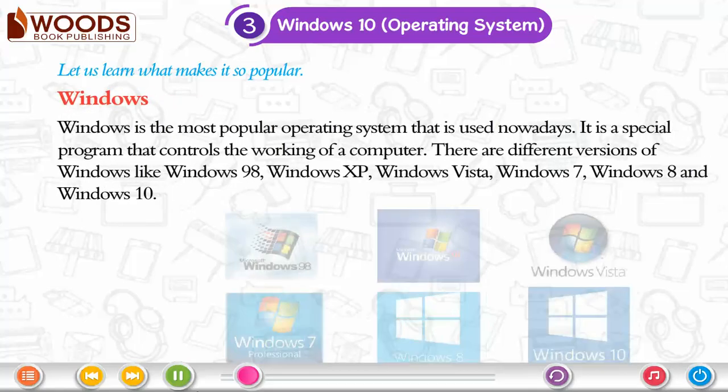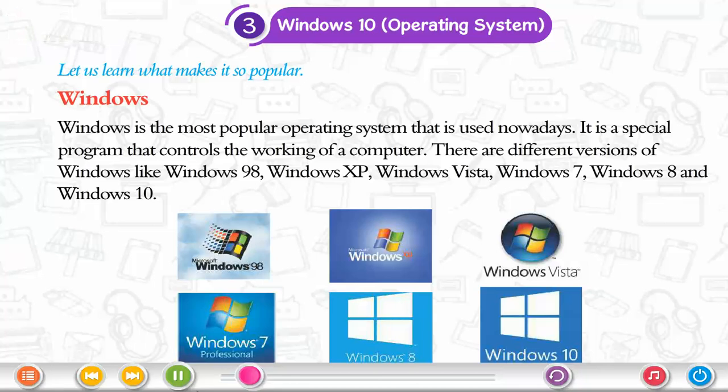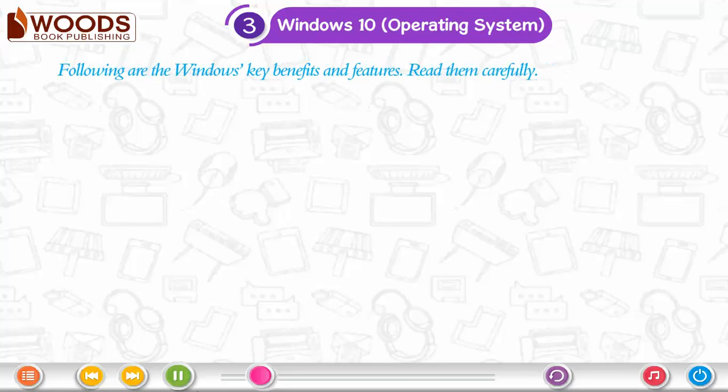Windows. Windows is the most popular operating system that is used nowadays. It is a special program that controls the working of a computer. There are different versions of Windows like Windows 98, Windows XP, Windows Vista, Windows 7, Windows 8, and Windows 10. Following are the Windows key benefits and features.